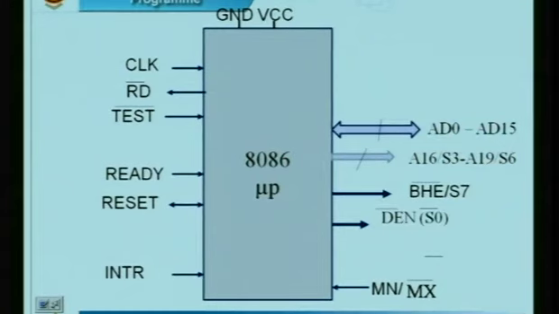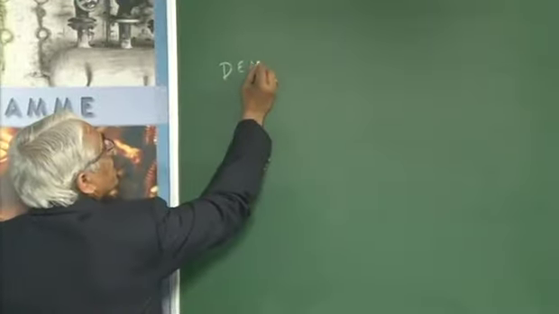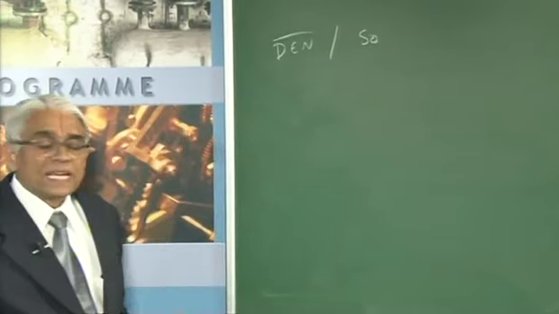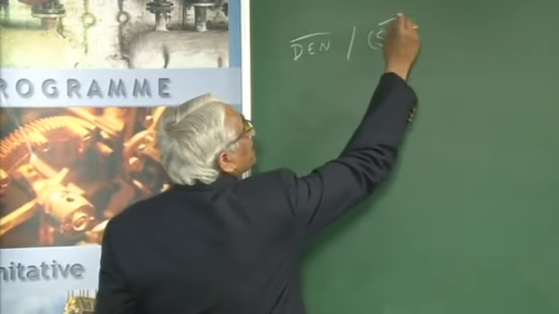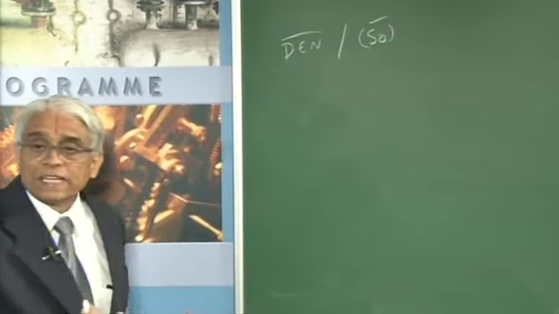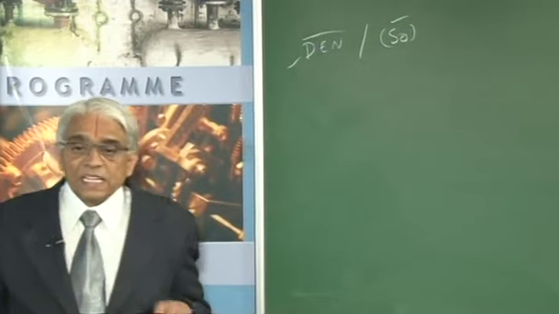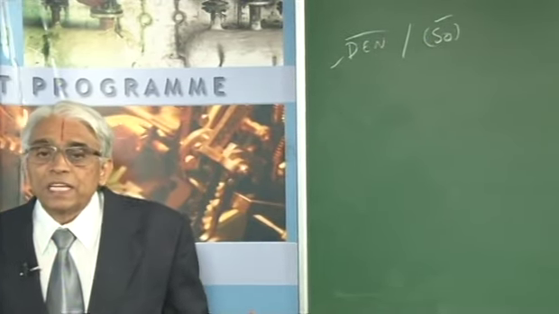Now, let us look at what are the signals. There are about 8 signals the microprocessor has when it is in the minimum mode. They are the DEN signal, which is being mentioned in the slide as S0. So, the S0 is a status signal which is being given for the maximum mode. Let me discuss that later. For the time being, let me discuss only about the DEN signal. DEN stands for data enable signal.